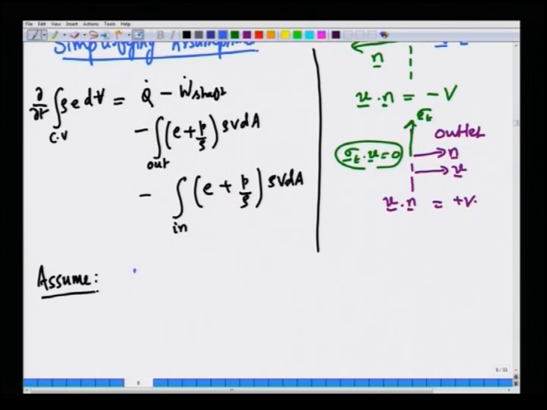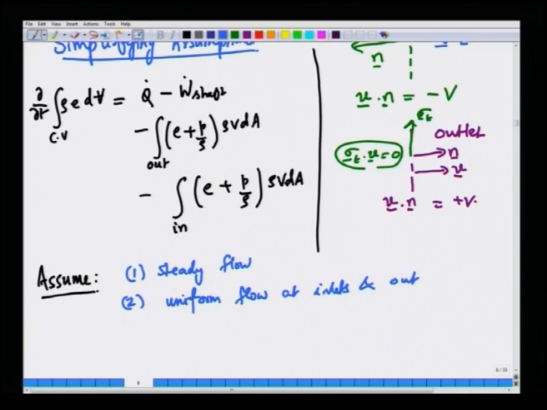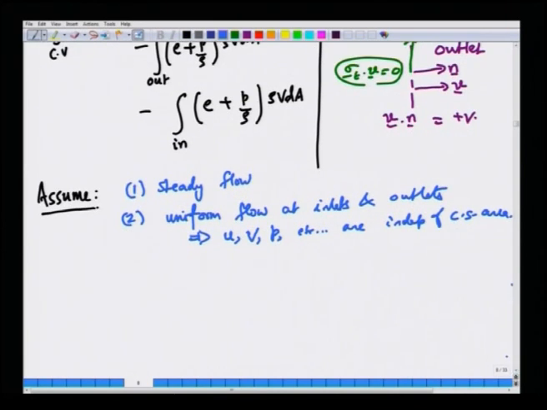steady flow. Now, uniform flow at inlets and outlets. This means that quantities such as u, v, p, etc., within this integral are independent of the cross section area and they are constants. This is an assumption. Of course, we know how to correct it by using the kinetic energy correction factor a little later, but right now let us keep things simple by assuming uniform flow.